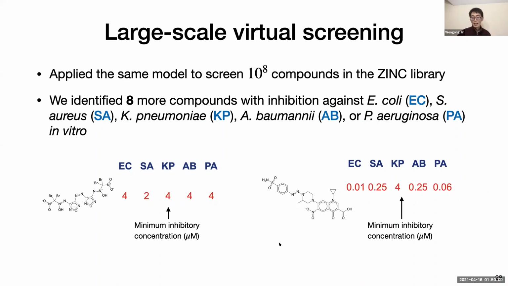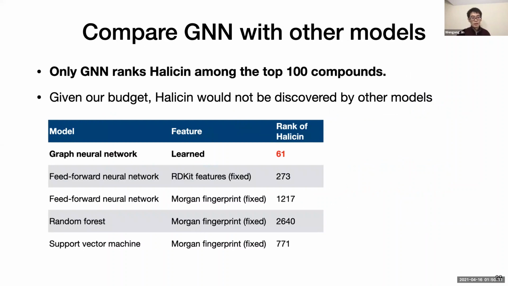Okay, sounds great. So lastly, I mentioned that the graph neural networks are better compared to other traditional methods, right? So in this case, we want to do a retrospective experiment: if I had known that halicin is good, can other models also discover halicin? And it turned out that, for example, the feed-forward neural network based on the Morgan fingerprint does pretty badly. The rank of halicin is around 1,000.